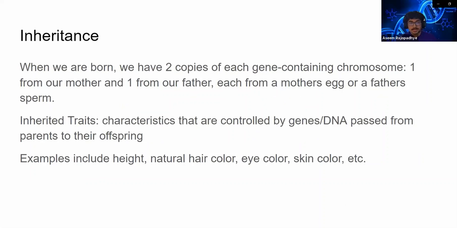All right, so a little bit about inheritance. When we're born, we have two copies of each gene-containing chromosome. So we have one from our mother, one from our father. This should be pretty basic stuff. Each comes from a mother's egg or a father's sperm. The inherited traits are characteristics that are controlled by the genes and DNA passed down from parents to their offspring, and the very basic examples are height, your natural hair color, eye color, skin color, the length of your fingers, the amount of hair you have on your body. All that just comes from your parents.